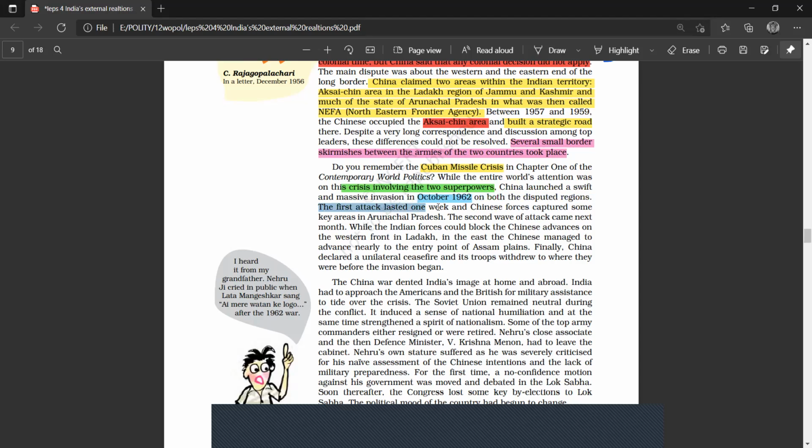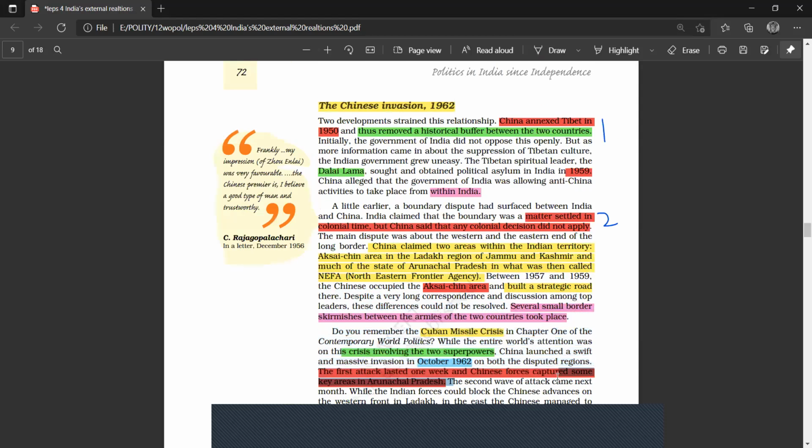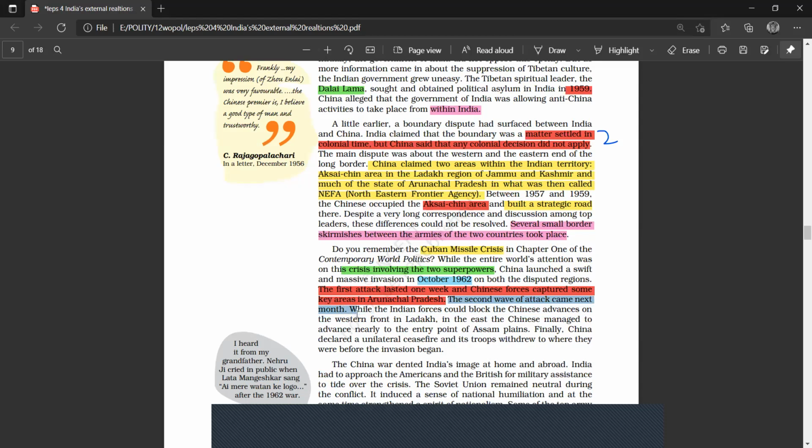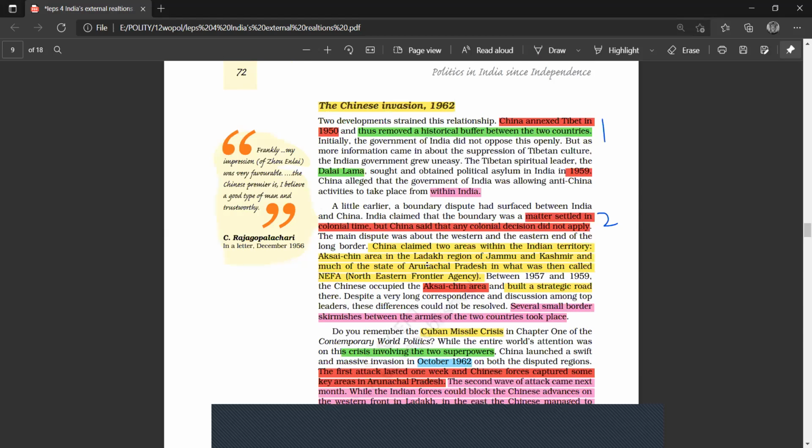The first attack lasted 1 week, and the Chinese forces captured some of the areas of Arunachal Pradesh. So this is an important point. The second wave of attack came next month. While the Indian forces could block the Chinese advances on the western front of Ladakh, in the east the Chinese managed to advance nearly to the entry point of the Assam Plains. So they came as close to Assam as they could.